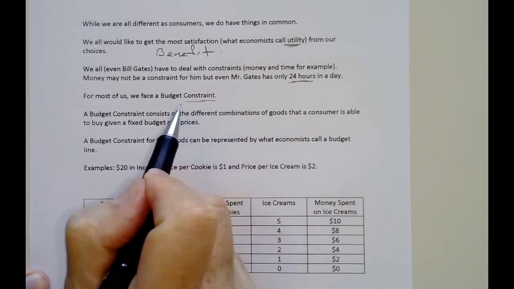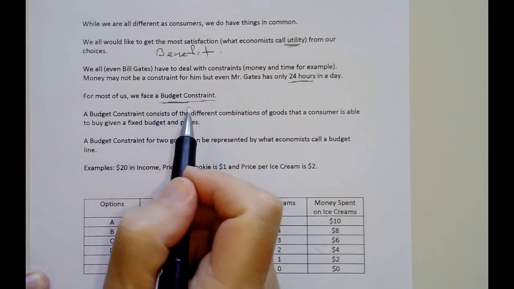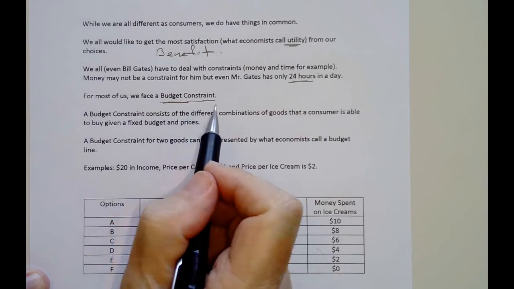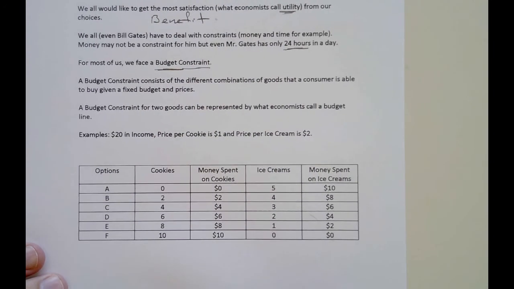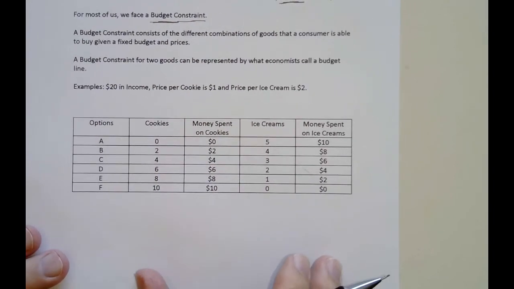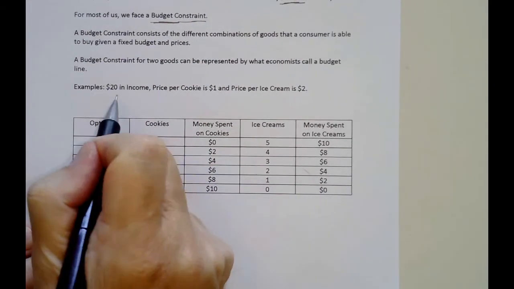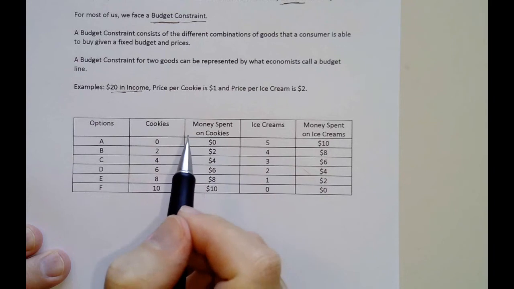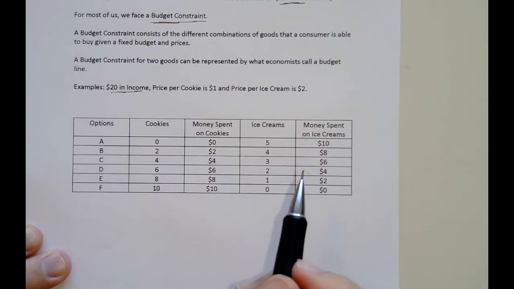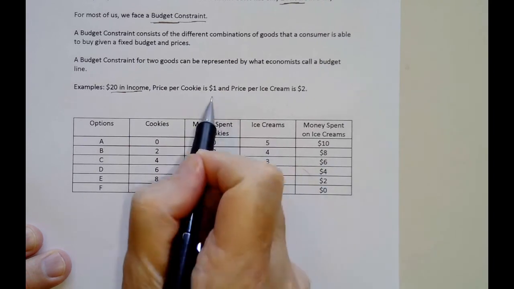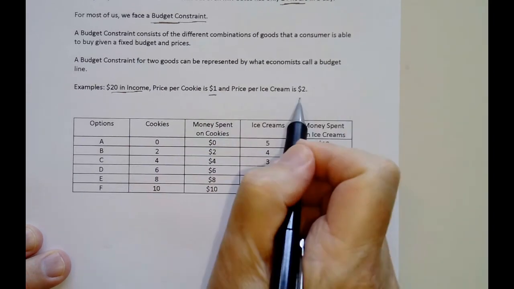One kind of constraint would be a budget constraint, which looks at how we have to allocate our money. Again, Bill Gates doesn't care about that, but you and I do. So budget constraint consists of the different combinations of goods that a consumer is able to buy given a fixed budget and prices. I have an example down here of a budget constraint. We have $20 of income, money that's allocated to spending on two goods, cookies and, say, ice cream. Each cookie is $1 per cookie, and each ice cream is $2 per ice cream.